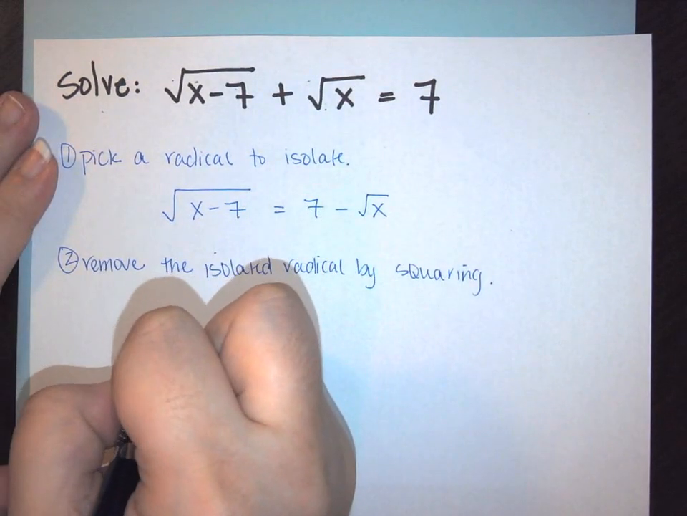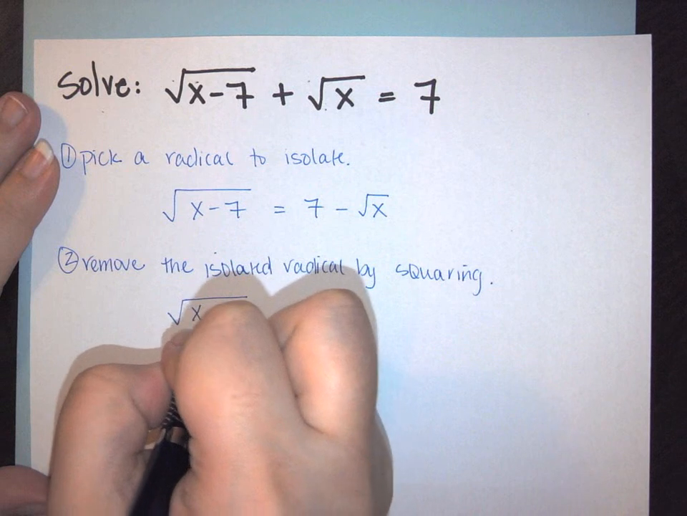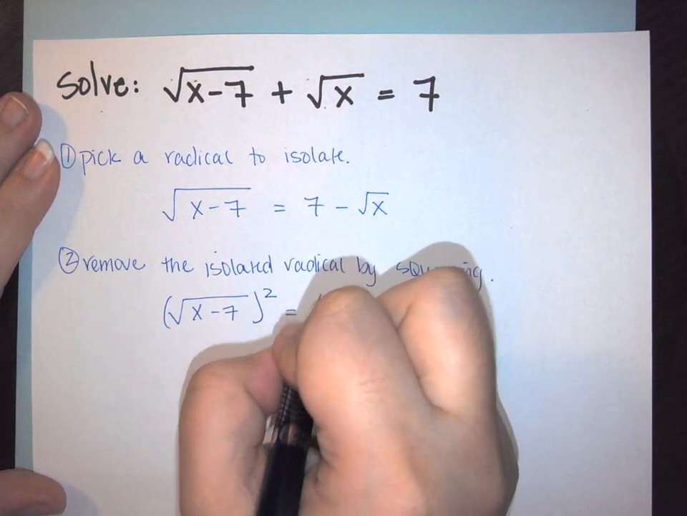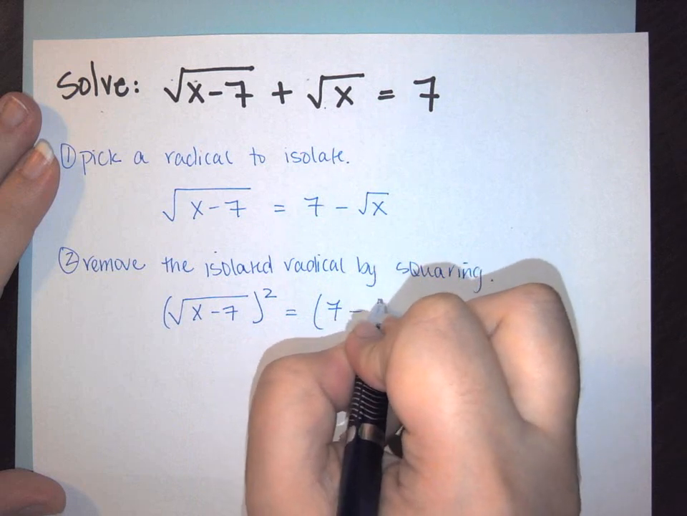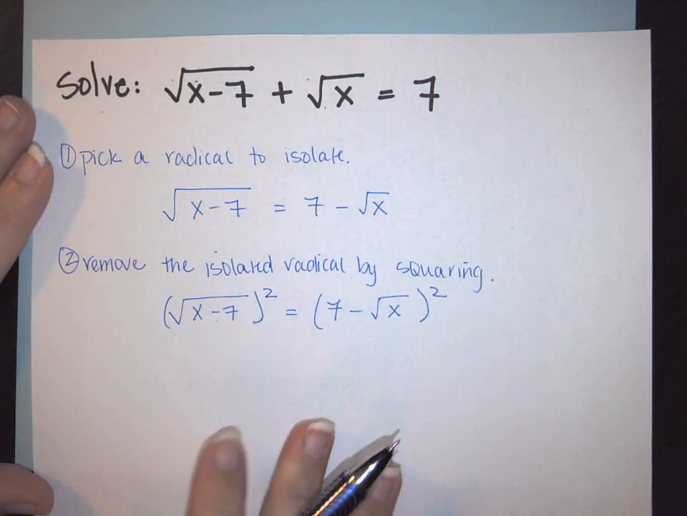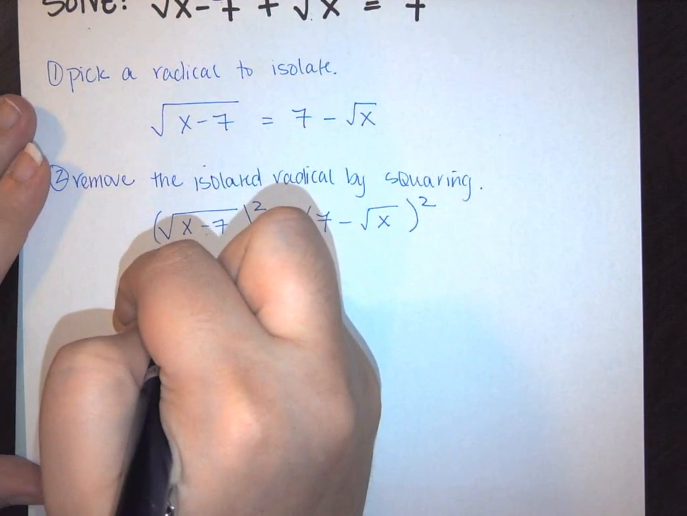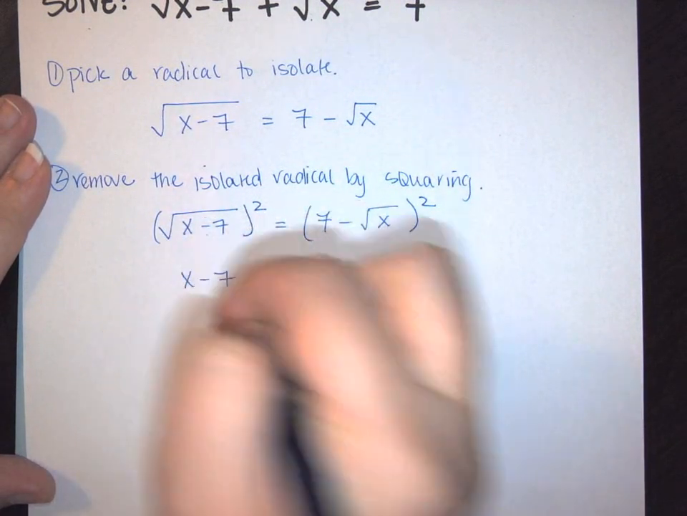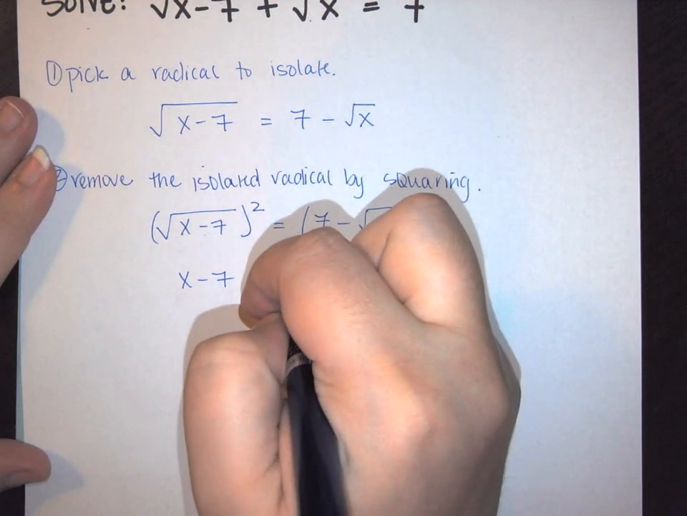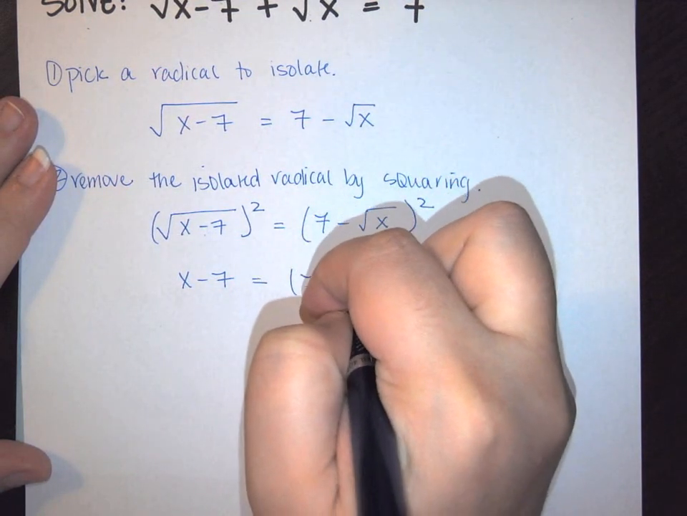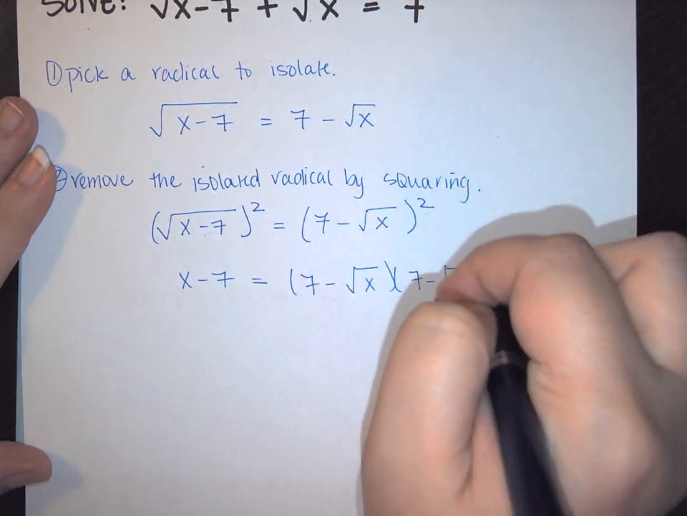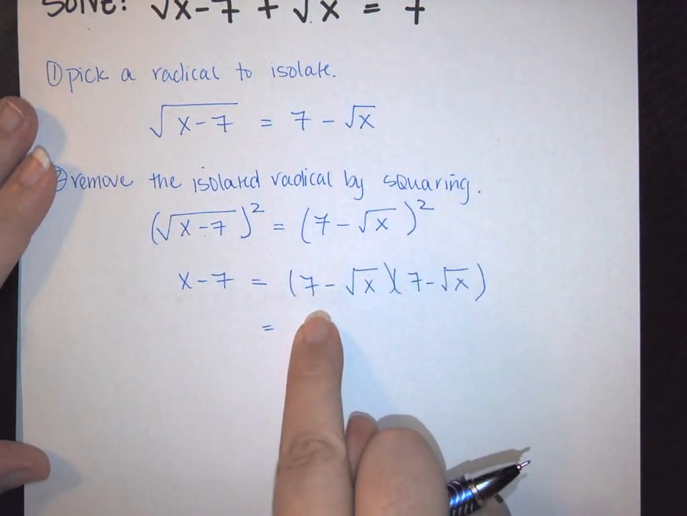So this is going to be that I had that x minus 7, so I'm going to go ahead and square it, which means I'm squaring 7 minus the square root of x. On the left hand side, my radical goes away and is going to leave me with x minus 7. But on the right, I have to FOIL. Okay, and the reason is because I have two of them. 7 minus the square root of x times 7 minus the square root of x. So we're going to go ahead and FOIL this together.